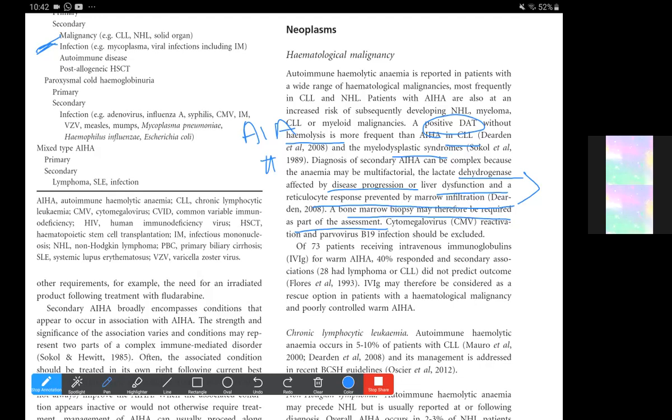Now, regarding the infectious screen, cytomegalovirus reactivation and parvovirus B19 infection should also be excluded. So the exclusion of these causes should also be there.